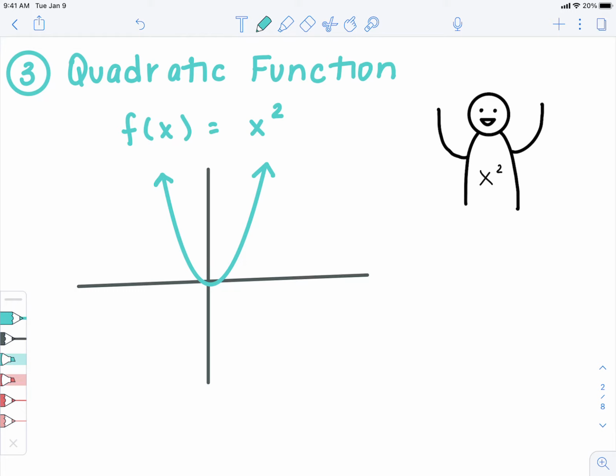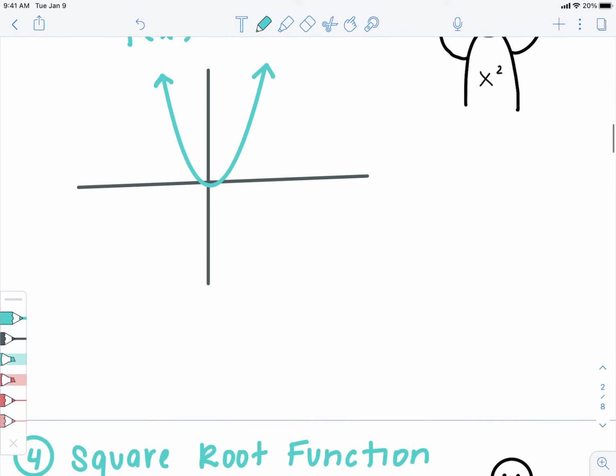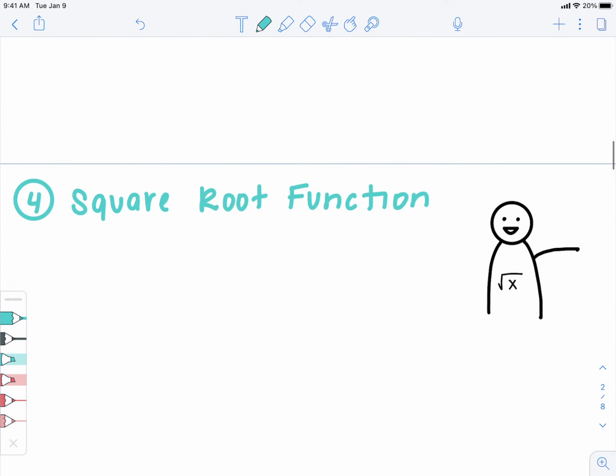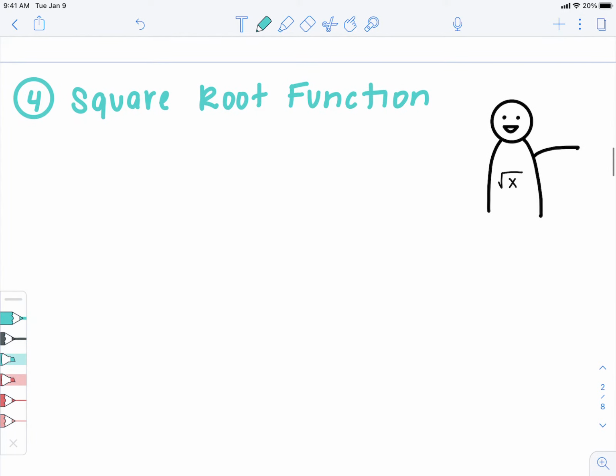Ready for number 4? The square root function. The square root function is the inverse of our quadratic function because it's the opposite, right? In order to undo a square, we use a square root. So it's an inverse.